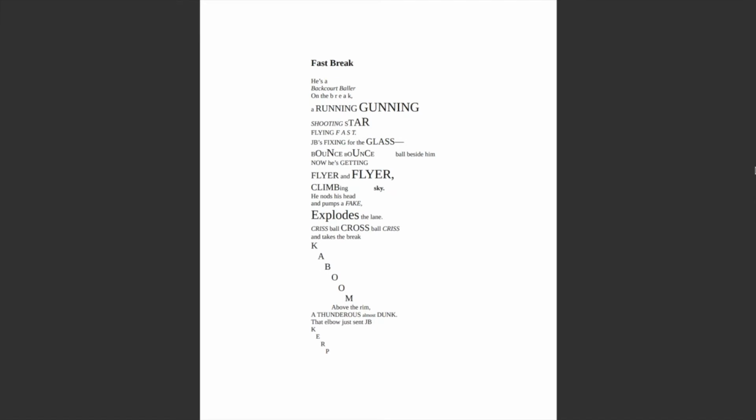It's a fast break. He's a backcourt baller on the break, a running, gunning, shooting star flying fast. JB's fixing for the glass. Bounce, bounce. Ball beside him. Now he's getting flyer and flyer, climbing sky. He nods his head and pumps a fake. Explodes the lane. Crisp ball, cross ball. Kristen takes the kaboom. Above the rim, a thunderous almost dunk. That elbow just sent JB kerplunk to the floor. Foul.